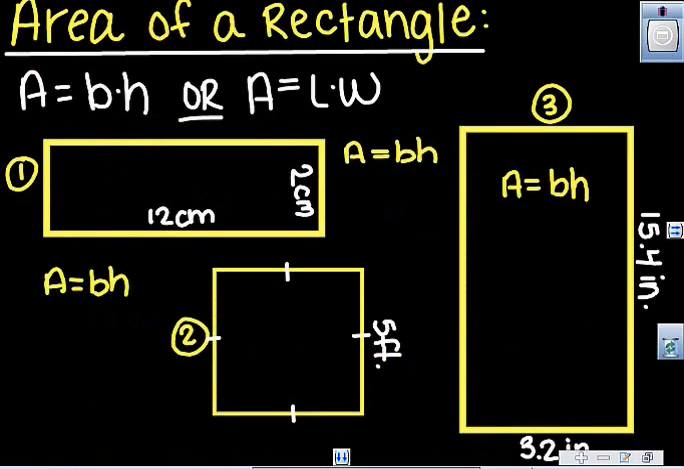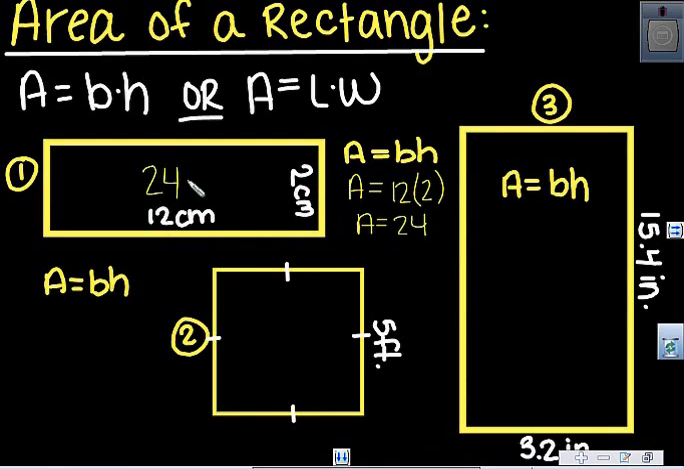The first one that we're given here is a rectangle with a length of 12 and a width of 2. So simply all you have to do is plug in for your base and height, or length and width, 12 times 2. So you get an area of 24. Now, if your dimensions are in centimeters, you're multiplying centimeters times centimeters, so your answer should be centimeters squared.